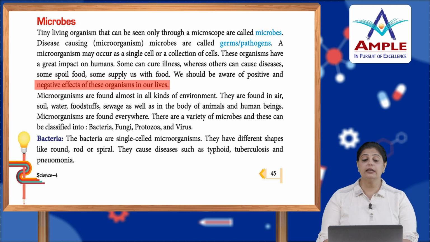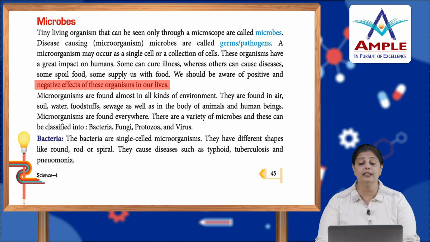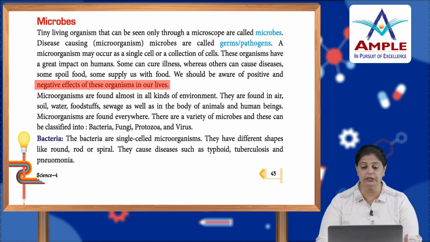Now, there are certain microorganisms which are called disease causing. They cause diseases. They are called germs or pathogens. Now, there are certain microorganisms which may occur as a single cell or a collection of cells. So it can be a single-cell organism or multicellular. Now, these organisms have a major impact on our lives, on human life.